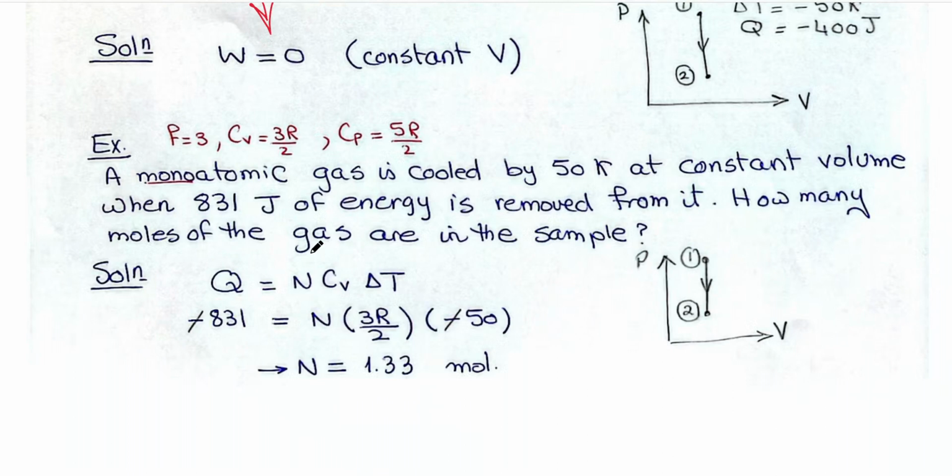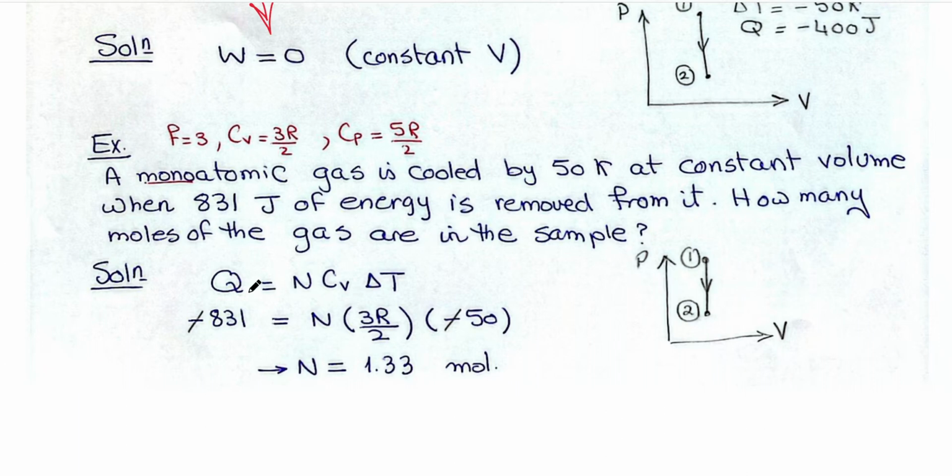Another example, a monoatomic gas is cooled by 50 Kelvin, so delta T is negative 50. Cooled means negative, decrease in temperature. And again, monoatomic, you put F, CV, and CP. At constant volume, I draw a small sketch, and now it's cooled, so the pressure at point 2 is less than the pressure at point 1. How many moles of the gas are in the sample?